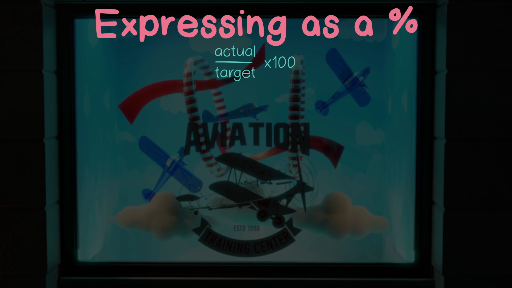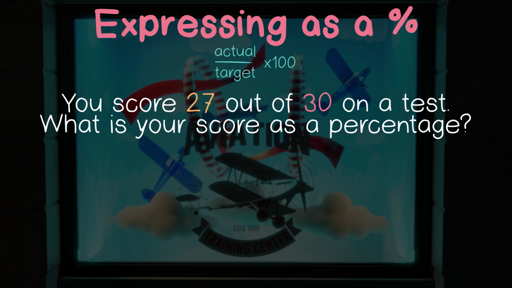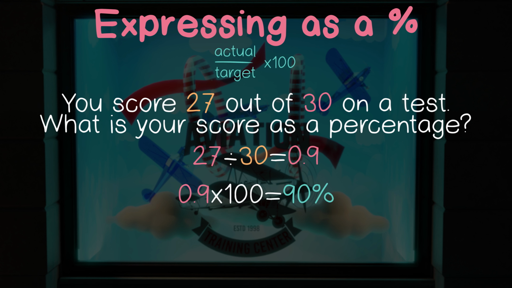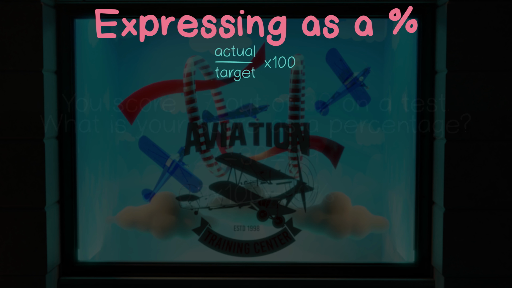So what if you took a flying test and you scored 27 out of 30? What percentage would you have scored? Well, 27, the value that we have, divided by 30, our target value, is 0.9. And 0.9 multiplied by 100 is 90, so 90%. These problems are the same thing. They're asking what is one number as a percentage of another. And anytime you want to know what your score is on a test as a percentage, you can use this.